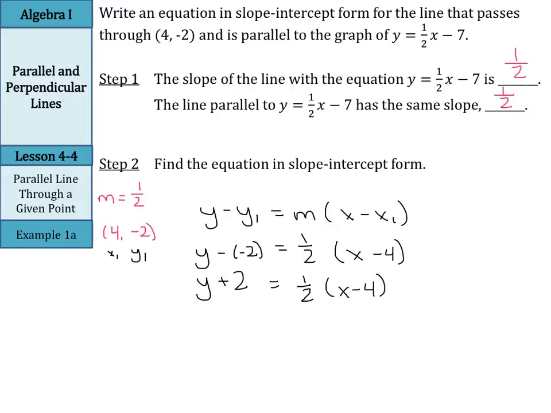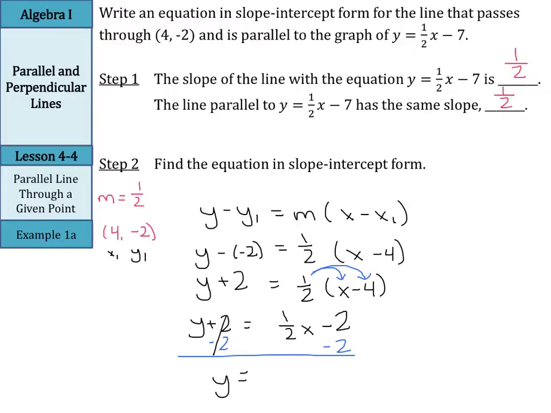My question is asking for slope-intercept form, so I need y = mx + b. In order to do that, I need to distribute this 1/2, and I still have y + 2 on the left, equals 1/2 x. 1/2 times the -4 is -2. Now I need to get this y alone, so I'm going to subtract the 2 from both sides and have a result of y = 1/2 x - 4. And that is in y = mx + b form, which is slope-intercept.